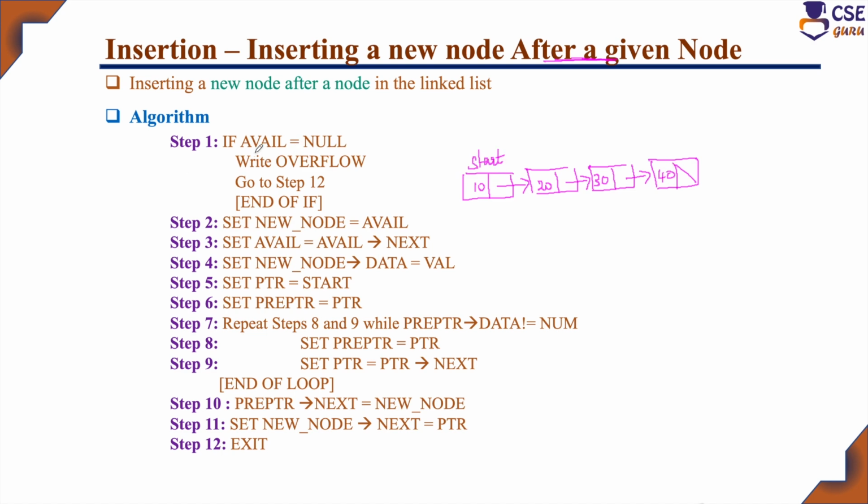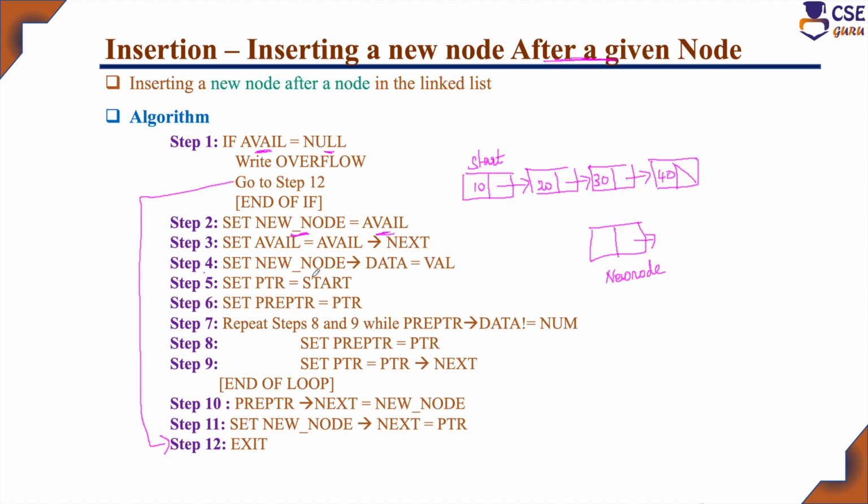Step 1. Check the availability of memory. If it is null, you cannot perform new insertion, write overflow, go to step 12 and exit. New insertion is not possible because memory is not available. Suppose memory is available, what you have to do? New node is equal to AVAIL. That is, you have to make availability for the new node and for its next pointer also. This will be considered as the new node.